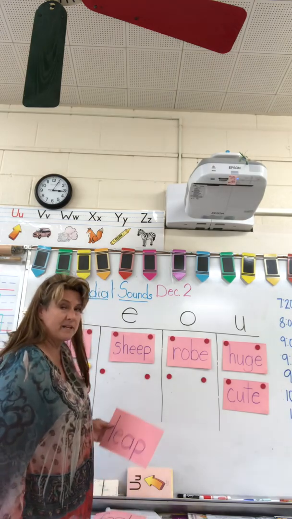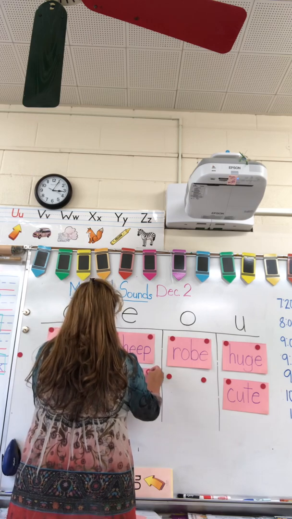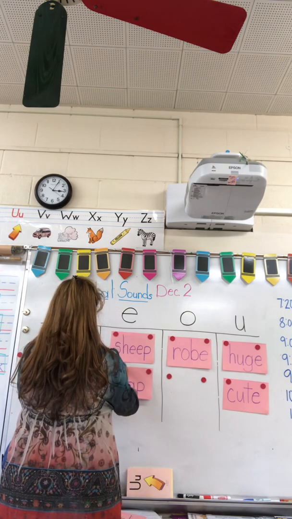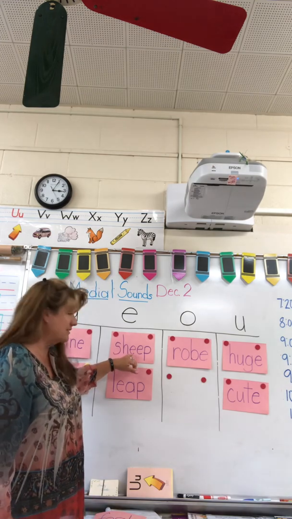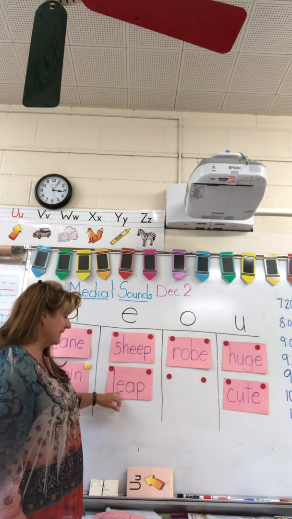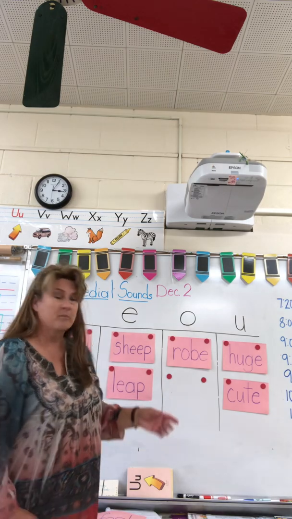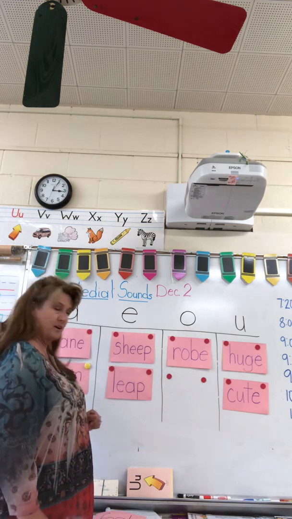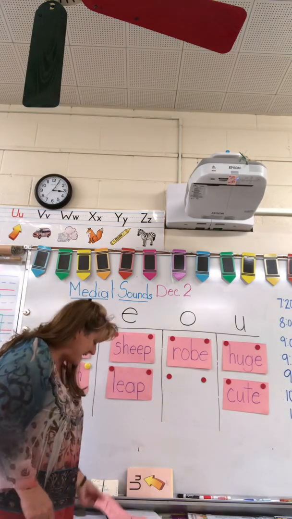What did we say our medial sound was? Yes, E. I have to put it here. Now I'm seeing a difference. Sheep has two E's in the middle, and leap has an E and an A. But it doesn't matter because both have two vowels that are walking. So the first one does the talking, and it says its name.